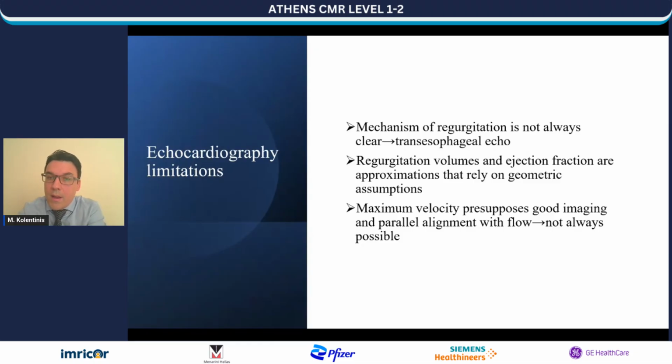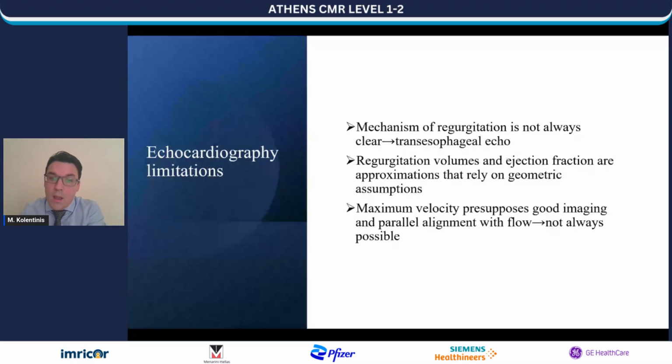First of all, especially for mitral regurgitation, the mechanism is not always clear, something that is very important when planning surgery. That's why we have to resort to transesophageal echo, which, of course, as we all know, is an invasive technique. Regurgitation volumes and ejection fraction are approximations, and this especially applies for regurgitation volumes that rely on geometric assumptions.